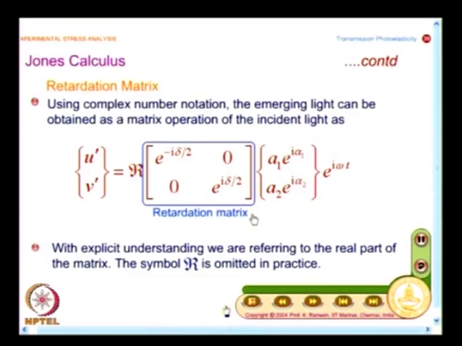So, what we have now seen is that a retarder in general introduces a rotation and a retardation, and the rotation matrix you have seen in many of your earlier courses. It is nothing new. When you have a vector, if you want to represent the vector with respect to another axis which is rotated, you use the rotation matrix. The same rotation matrix comes here also.